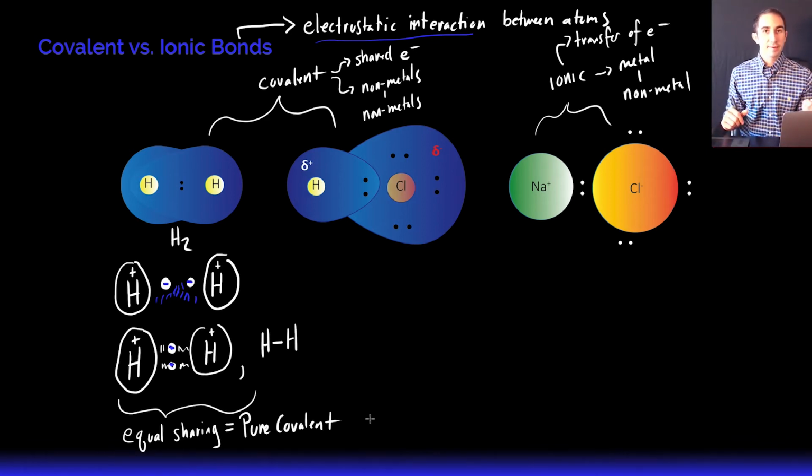Now, you're going to see things get a little bit different here in the middle because now we're dealing with HCl. And in this case, the chlorine is going to have what we call a higher electron affinity. And what that means is that if it's put into proximity with other electrons, it's going to pull on those electrons a little bit stronger.